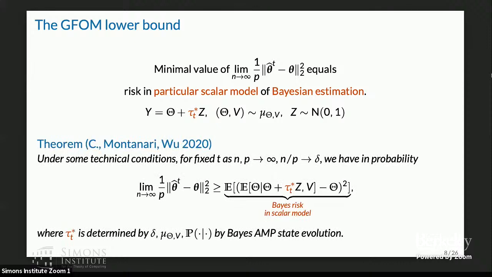Here's the lower bound stated in a bit more completeness under the fixed t and n going to infinity asymptotics. The asymptotic estimation error is lower bounded by this Bayes risk in the scalar model, where this tau t, the noise variance in the scalar model, is determined by the state evolution of this Bayes AMP algorithm.